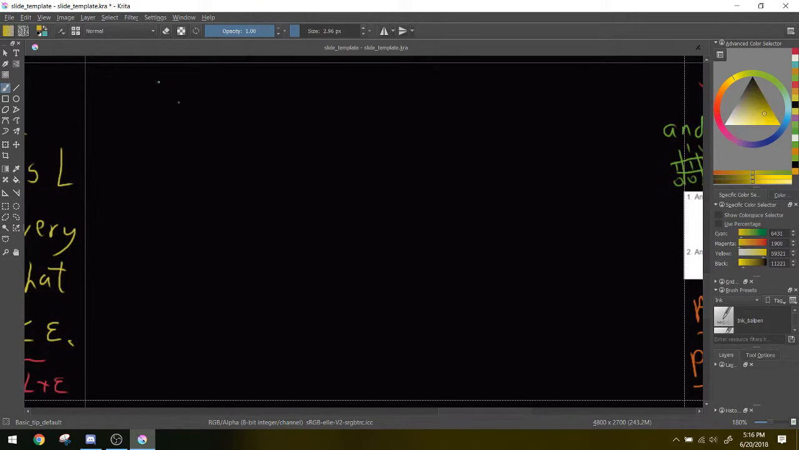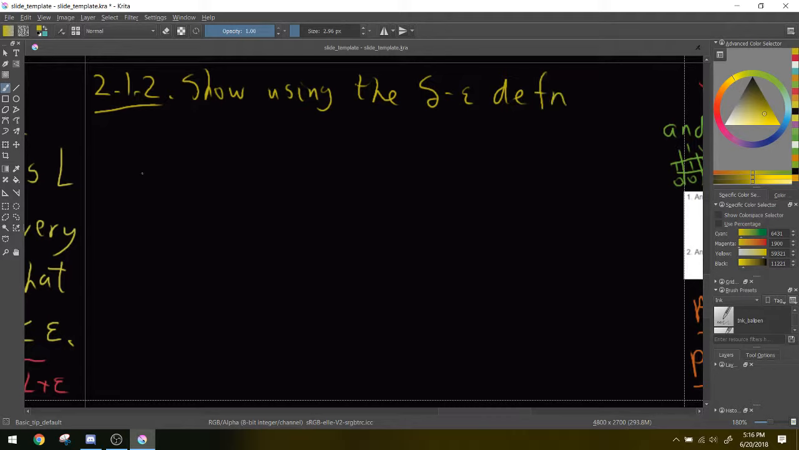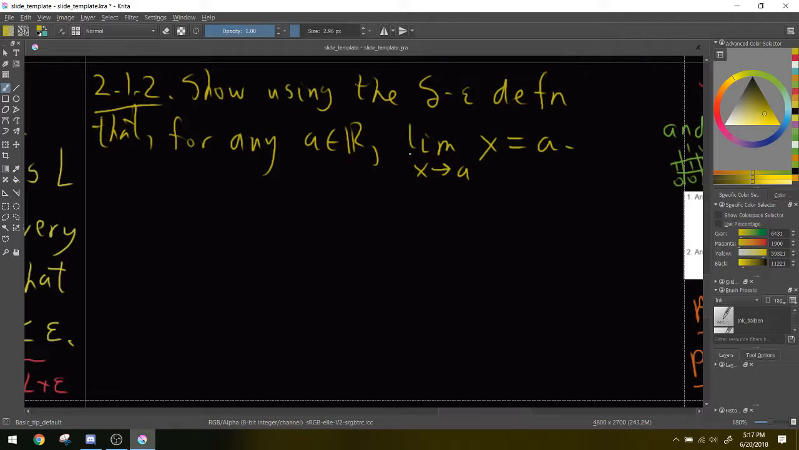Actually I have to write a proof, but this one shouldn't be too painful. So 2.1.2 in AoPS. Show using the delta epsilon definition that for any number a in the reals, the limit as x approaches a of x equals a. You can just think of this as the line f of x equals x. So we're just showing that for the line f of x equals x, at any input value a, the limit as x approaches a of x equals a.